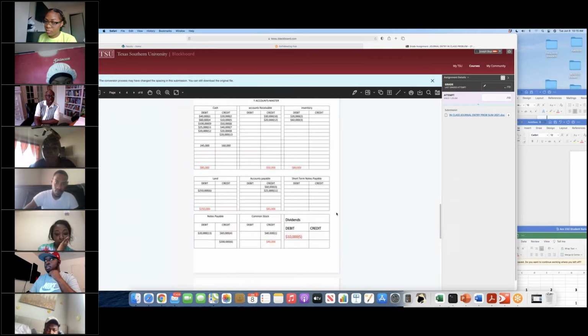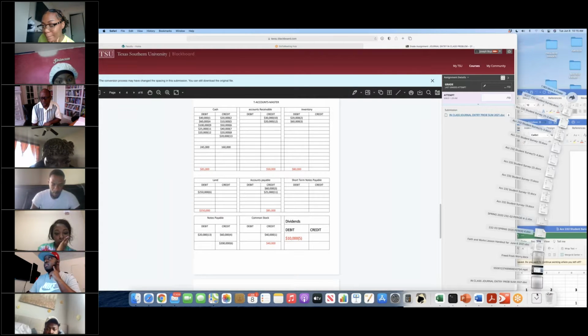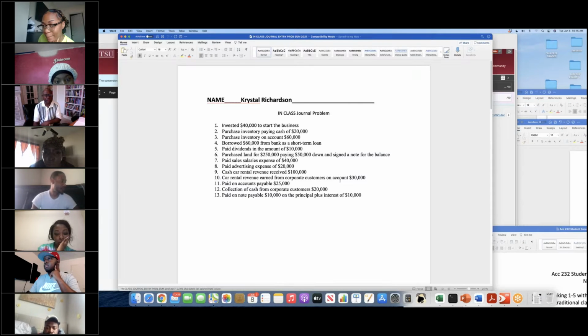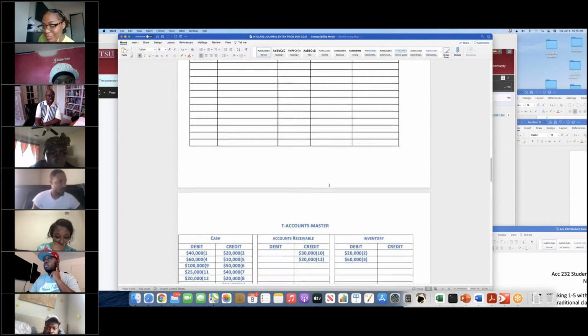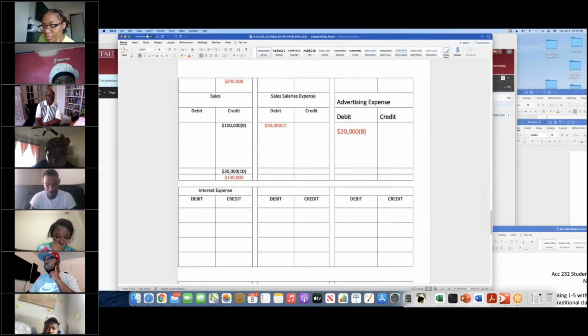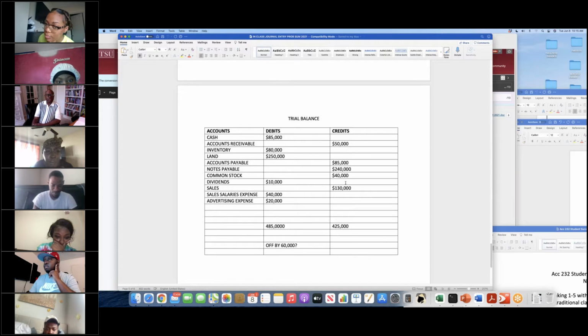I can barely see the numbers on the screen. Let me just download this and see if that would be better. I can see her cash is off though, because once you added them and subtracted it, the cash should have come to 35,000. Can you see it better now? Yes. Okay. So yeah, the cash should have been 35,000, because your debit on cash would have come to 220,000, and then your credit on cash would have come to 185,000.